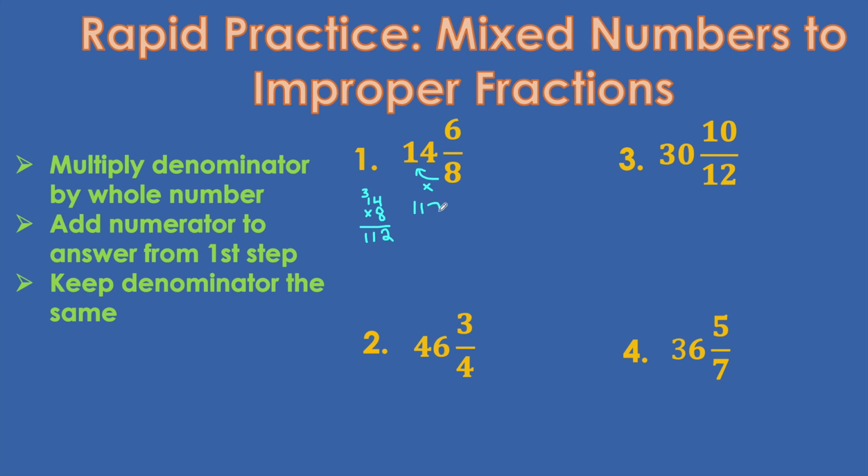And then we want to take this answer and add the numerator, which is 6. So it's 112 plus 6, which equals 118. So our numerator is 118. Then we're just going to keep the denominator the same. So you put it over 8. And our final answer is 118 over 8.